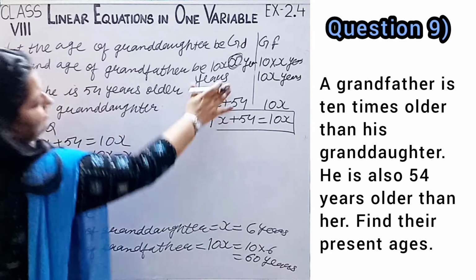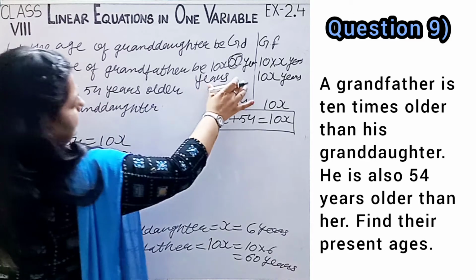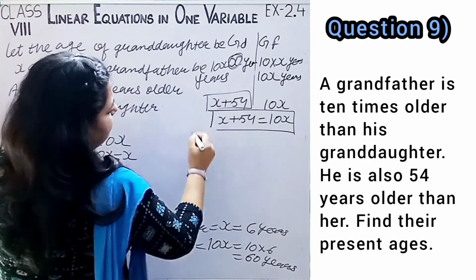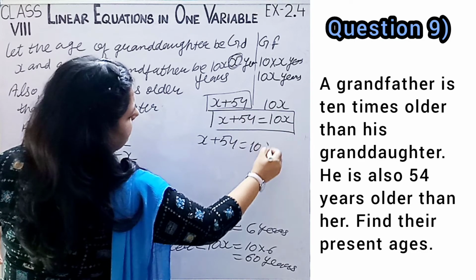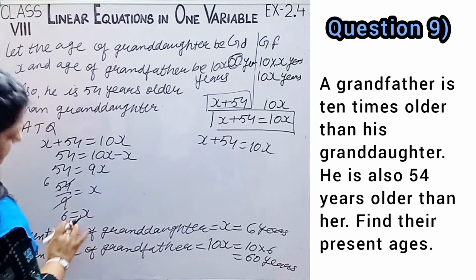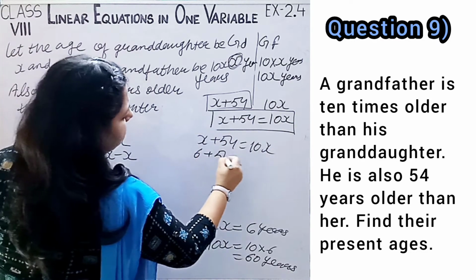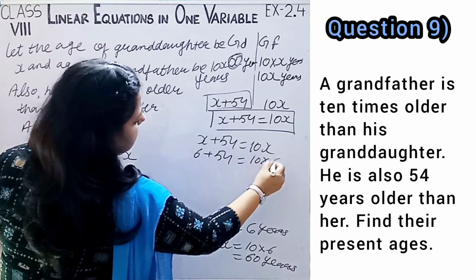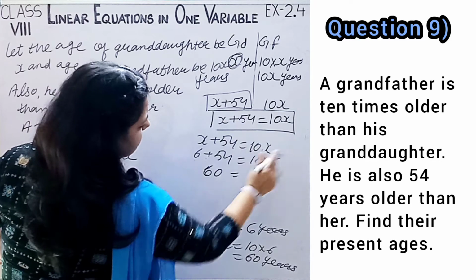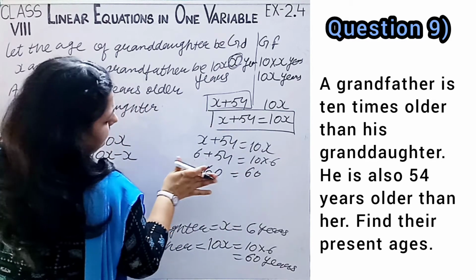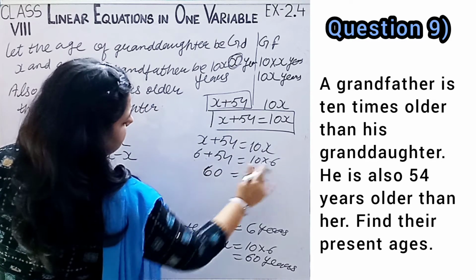We can verify our solution also. Here we had x plus 54 and 10x. x is 6. 6 plus 54 and 10 into 6. 6 plus 54 is 60 and 10 into 6 is 60. So this is verified.